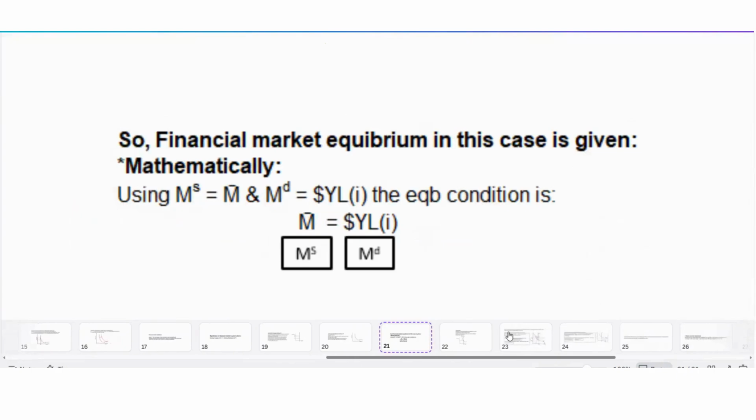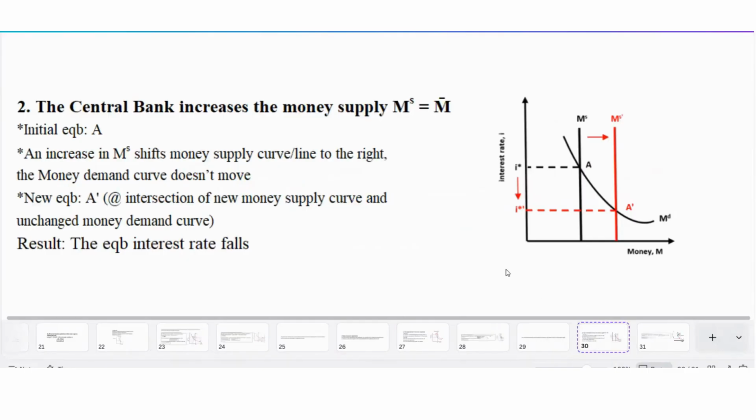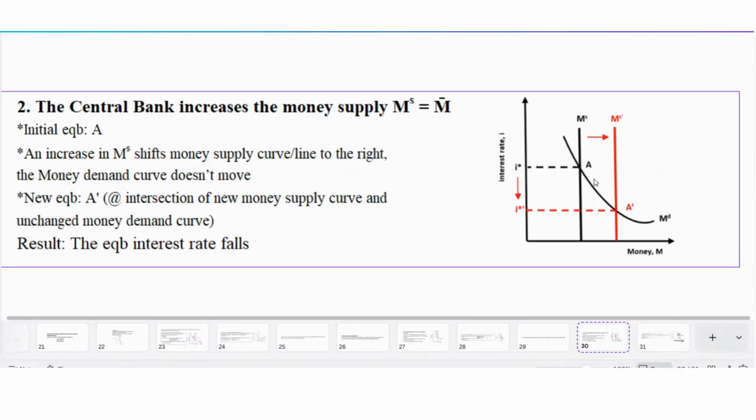And then we talked about how we did some economic experiments over here. The first one being we looked at an increase in nominal income. We want to now look at an increase in nominal money supply. So let's say the initial equilibrium is at A. Then there's an increase in money supply, which shifts the money supply curve towards the right from MS to MS prime. Money demand curve does not. So now the new equilibrium is at the intersection of the new money supply curve MS prime and the unchanged money demand curve. So the result is that the equilibrium interest rate falls.